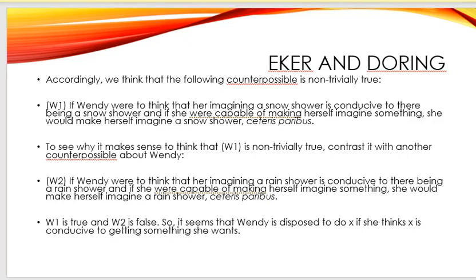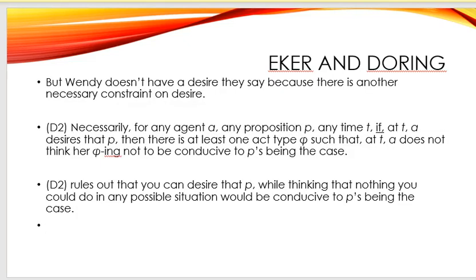So these cognitive attitudes, the cognitive attitude that having imagined a snow shower, right? She wants there to be a snow shower. This implies that W1 is true and that W2 is false. And so it implies that if there's something she could do, then she would go ahead and do that thing. So when she doesn't have a desire, they say, it's because there's another necessary condition, another condition that she doesn't meet, right? So now they introduce their second constraint on desire, D2.